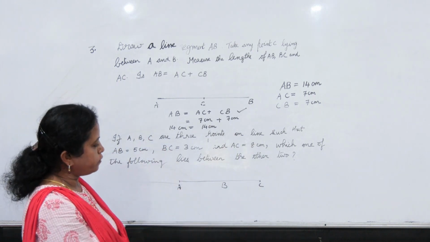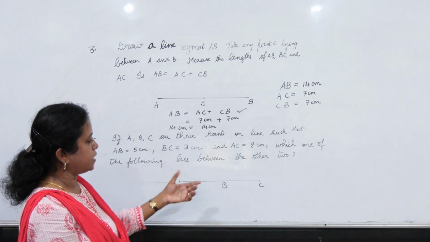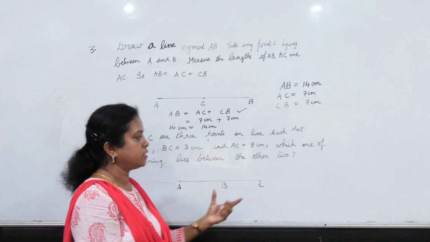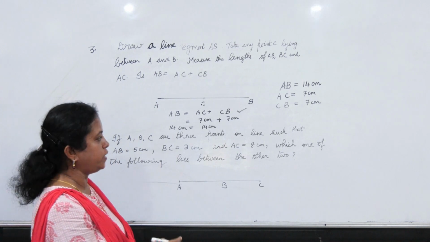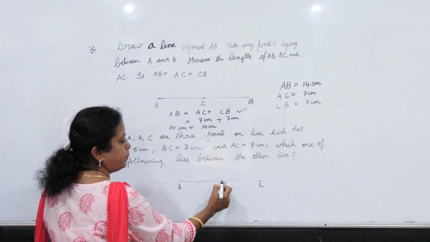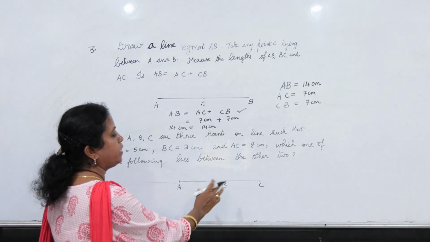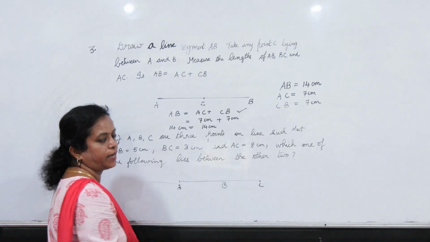That is, after drawing the figure or before itself you can say, because the longest line segment was AC having length 8 centimeter. So which is the point which is lying between them? It is the point B that is lying between. It is not midpoint, but it is a point that is lying between A and C.